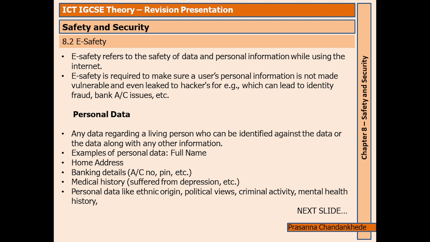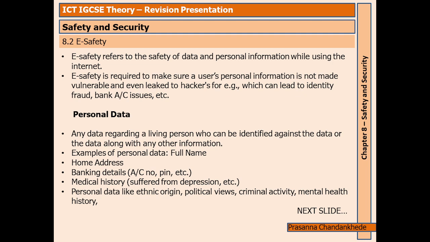Moving on to 8.2, e-safety. E-safety refers to the safety of data and personal information while using the internet. E-safety is required to make sure a user's personal information is not made vulnerable and even leaked to hackers, for example, which can lead to identity fraud, bank account issues, etc.